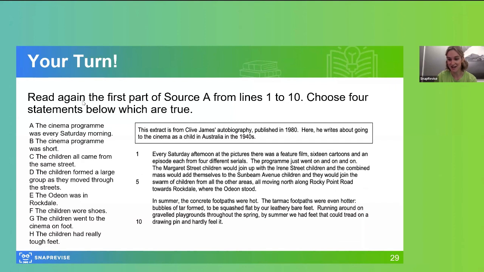So I'm going to open up the chat again. I'm not going to mute myself or take myself away. Have a look at the first part of source A from lines 1 to 10. Choose 4 statements below which are true. You have the statements on the left, and then you have the extract on the right. The first statement, the cinema program was every Saturday morning. Can you tell me whether that is true or false? I will give you a clue. It's in the first sentence. Can anyone tell me if it is true or false?